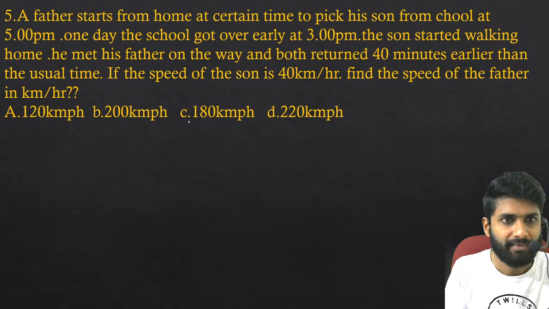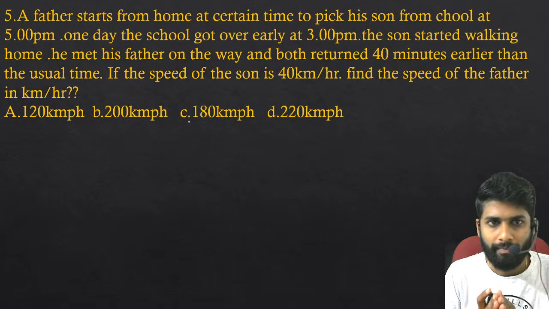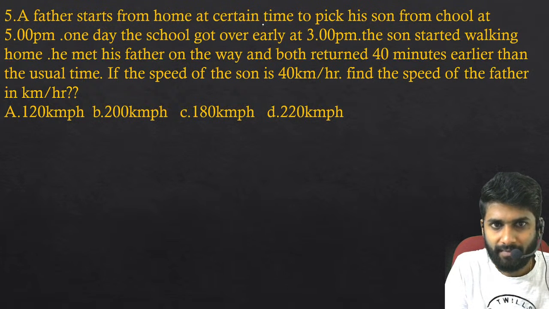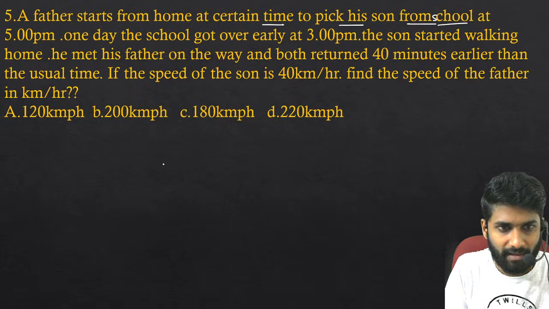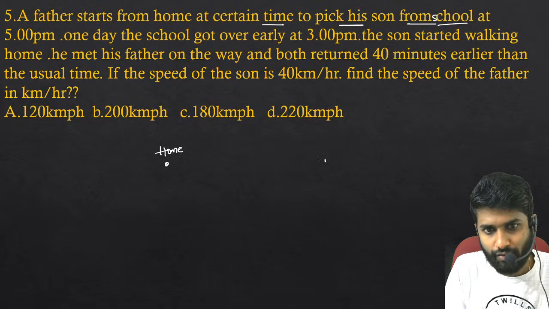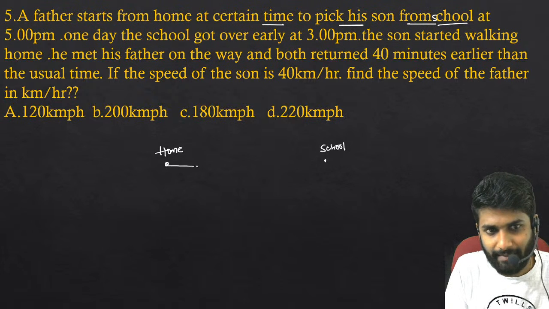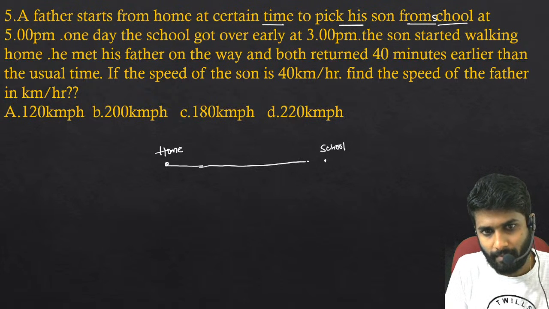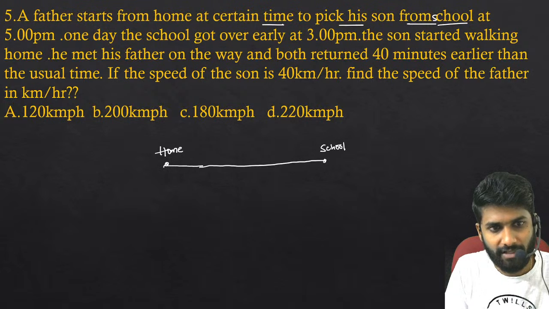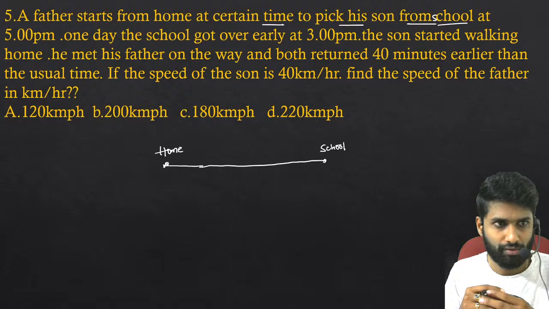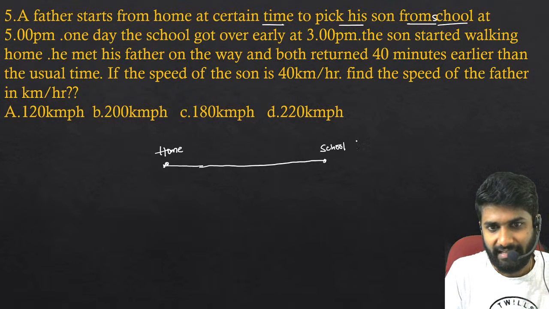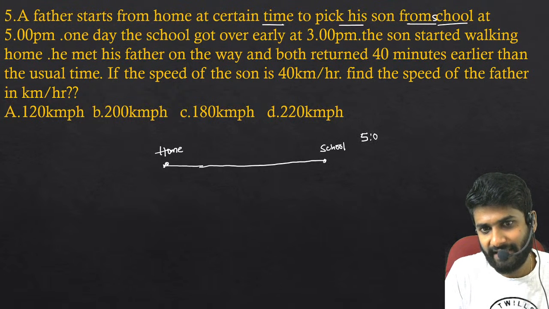Yes, see, a father starts from home at a certain time to pick his son from the school. Now see, this is the home, this is the school. First, for the concept of time and distance, understand the theory part. What is the story they have given? A father starts from home to pick his son from the school at 5 p.m. See, he picks up his son daily at exactly 5 p.m.